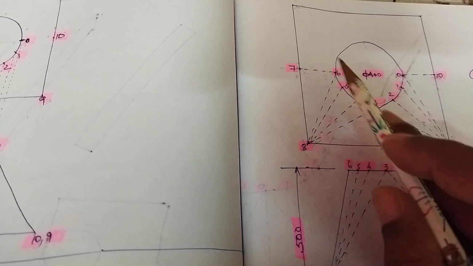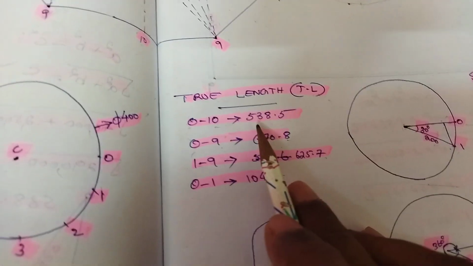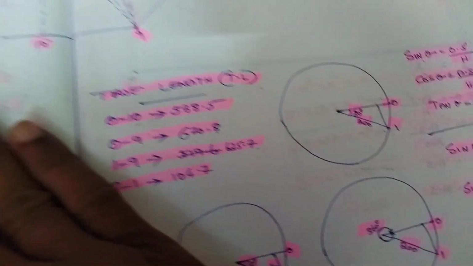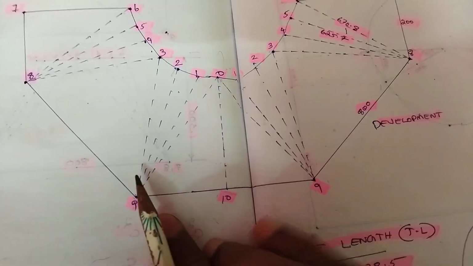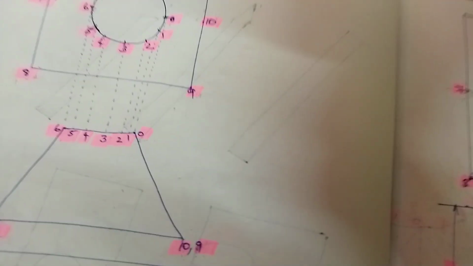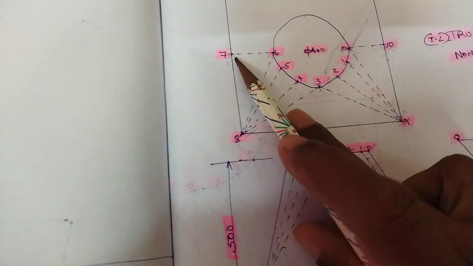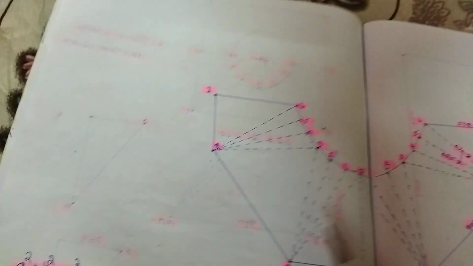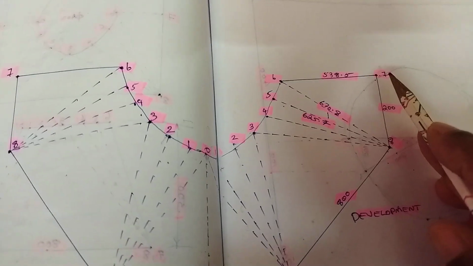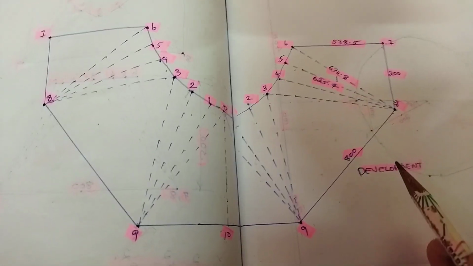For that purpose, the 6 to 7 measurement has to be found out. What is 6 to 7? Same as 0 to 10. What is 0 to 10? 0 to 10 is 538.5. If 0 to 10 is 538.5, the same will be 6 to 7 also. 0 to 10 and 6 to 7 are the same. So, if we have drawn 7, our square to round job's perimeter development will be finished.